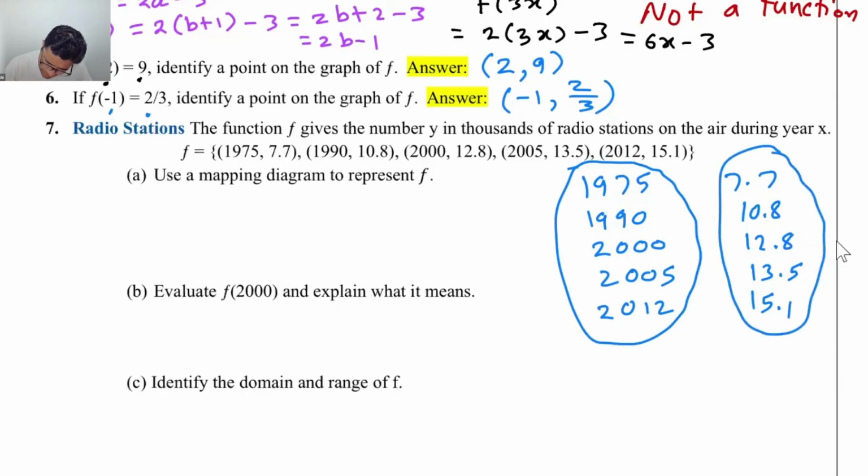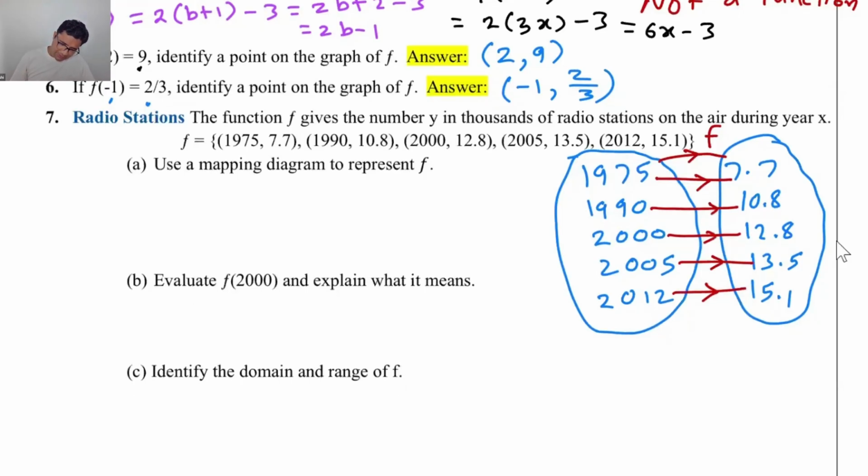And we also sometimes represent the function itself by a separate arrow like that, just joining the two ovals, and then you map the individual elements, 1975 to 7.7, like that. That's the function we have. So that will be a mapping diagram. You can use an arrow. The direction of the arrow indicates what is input and what is output. You can put that at the tip of the line segment or in the middle, it doesn't matter, as long as you point from input to output. So that would be part A, mapping diagram.